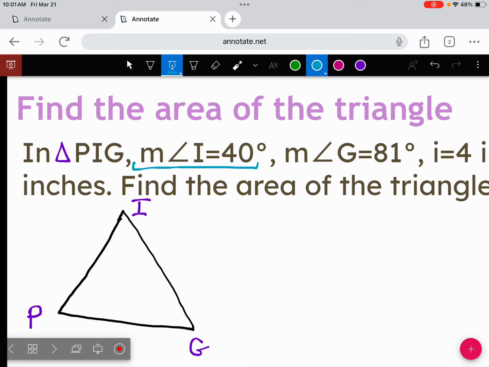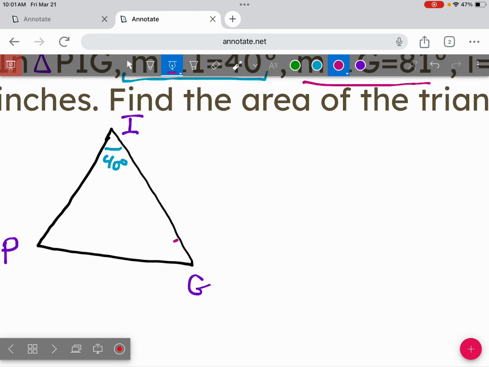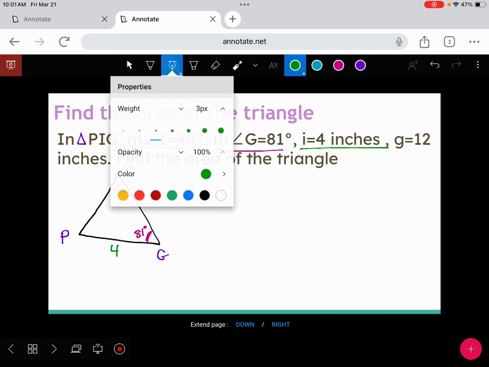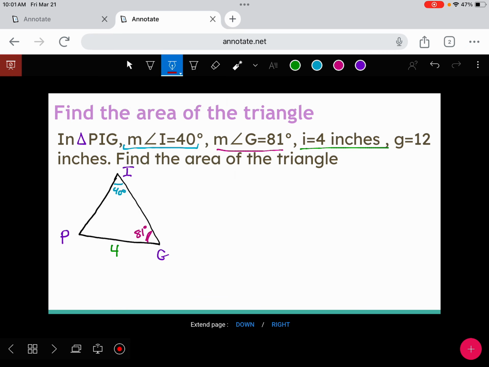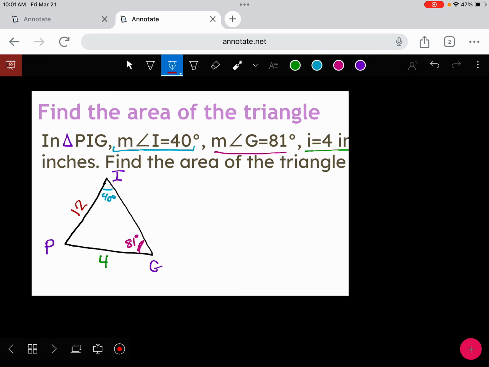And we're gonna label stuff. So our measure at angle I, that's 40 degrees. So this guy's 40 degrees. Our measure for angle at G is 81 degrees. So that's this guy over here. We get that our side I is 4. So that's this guy across the way over here. And that our side G is 12 inches. This guy.